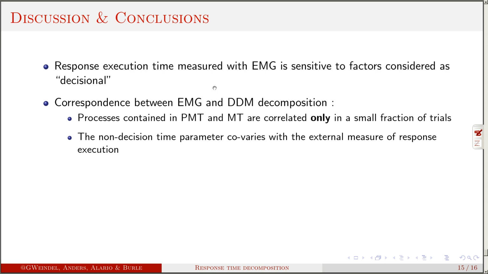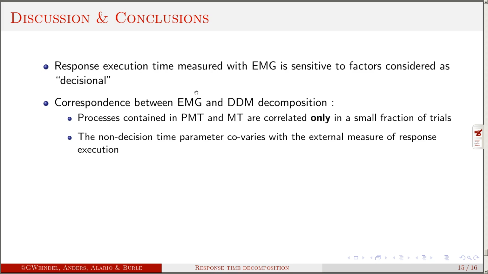Finally, in conclusion, first, the response execution time measured with EMG is sensitive to a lot of factors. This implies that response execution is not a ballistic movement insensitive to experimental manipulation. Second, concerning the correspondence between EMG and DDM decomposition, processes contained in PMT and MT are correlated only in a small fraction of the trials, suggesting that a fraction of trials may not be generated from the processes hypothesized in sequential sampling models such as the drift-diffusion model.